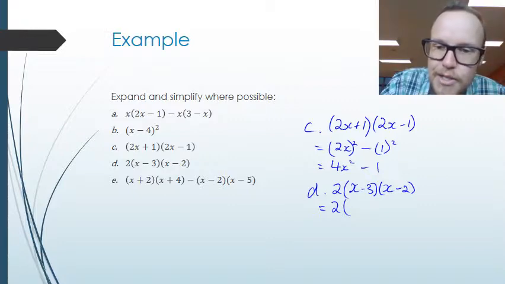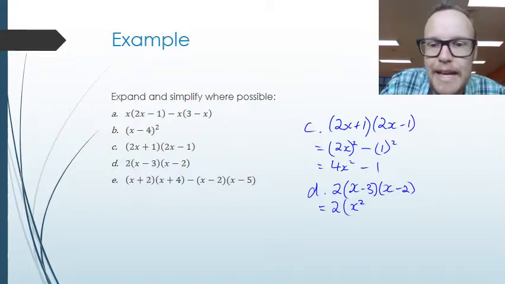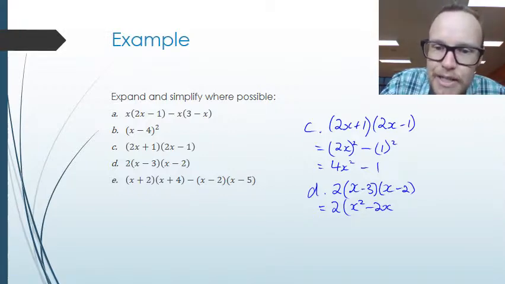So, doing my expansion. Let's do this expansion. X times x is going to be the x squared. I've got the x times the minus 2, minus 2x. Minus 3 times x is minus 3x. And minus 3 times minus 2 is plus 6.